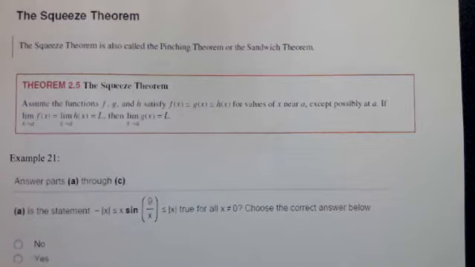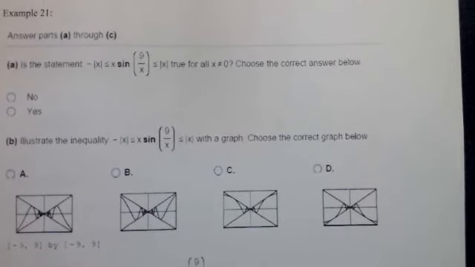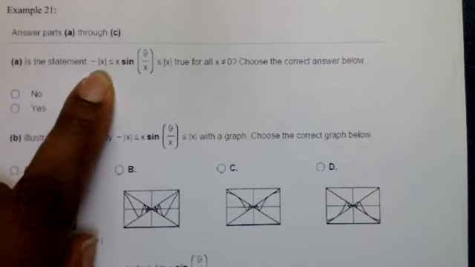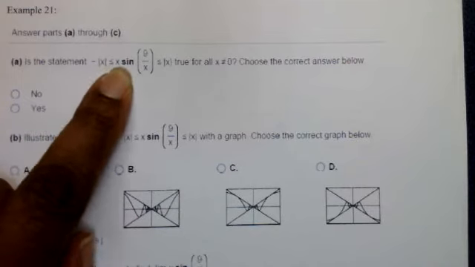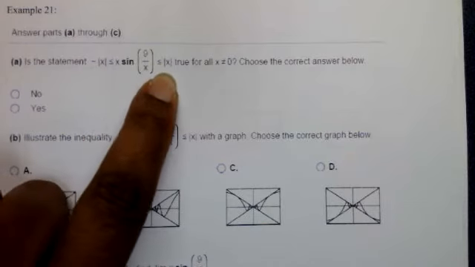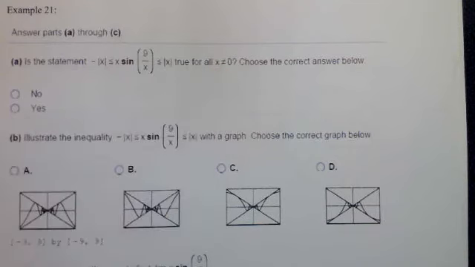Now we're going to apply that squeeze theorem to a couple of examples like this one. So let's say I want to answer parts A through C. In part A, it's a statement: negative absolute value of x is less than x times the sine of 9 over x and less than or equal to absolute value of x, true for all x not equal to 0.